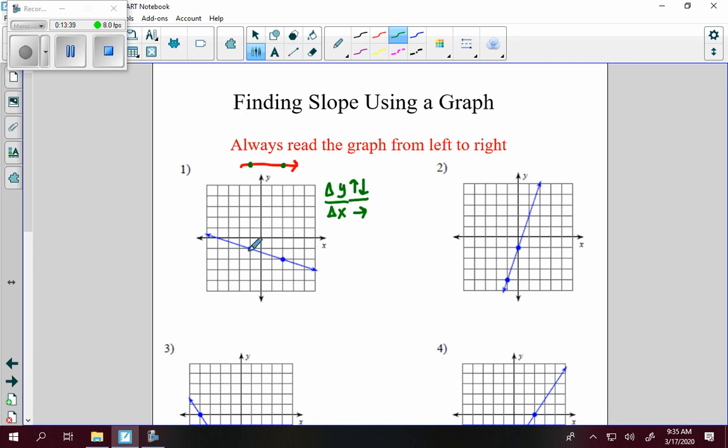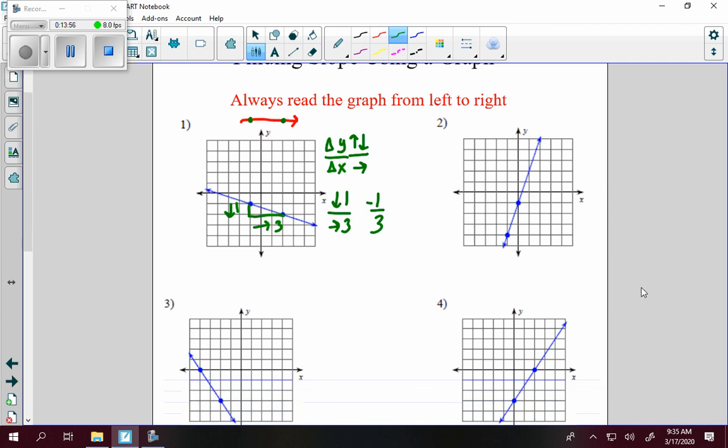I'm going to go down. In order to get to that, I have to go down 1 and over 3. So down 1 over 3. So since I go down 1 and over 3, it's going to be a negative 1 over 3. So my slope of that line would be negative 1/3. At any point in the video, you can stop it, and you can try them yourself, and then come back and see if you have the same slopes that I got.